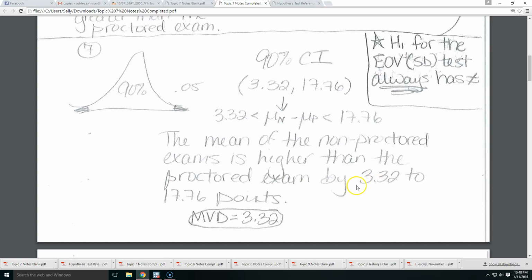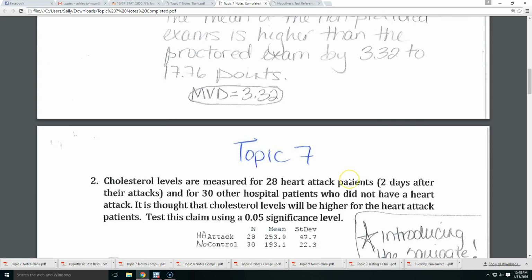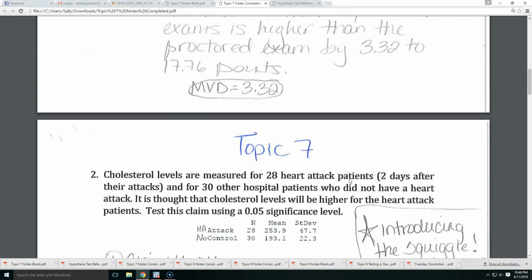So let's try another one. I would take a moment to pause and check out the next problem. And as I say here, this problem also introduces the infamous squiggle. It's actually not infamous. It's a good thing. So take a minute to pause the video and look through this problem.